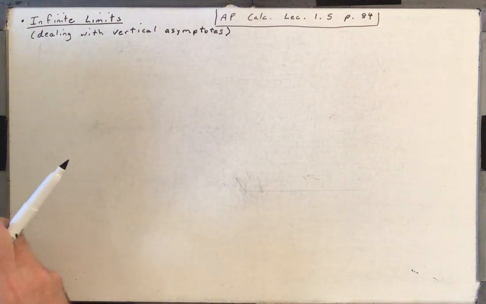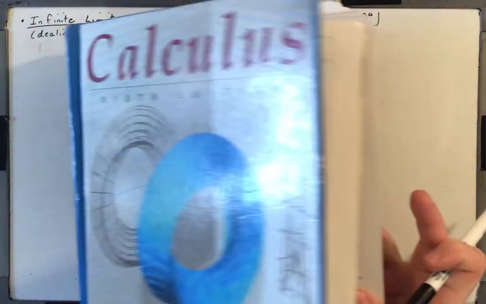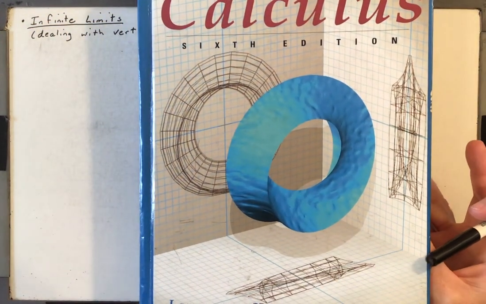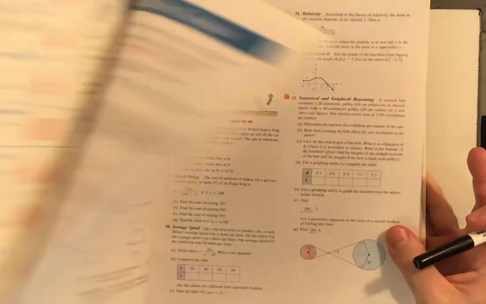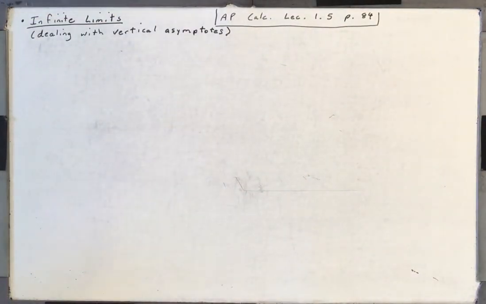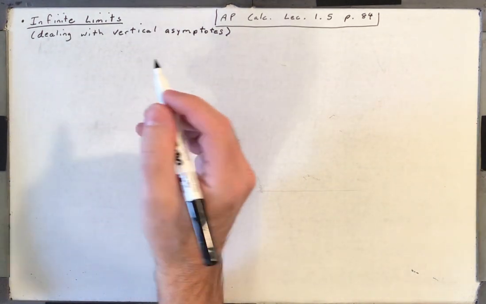All right, so just a real quick aside, if you are not my student, the book that I am using is Calculus 6th edition, Larson, Hostetler, Edwards. You can get these really cheap. Sometimes even like $1 a piece. All right, so they're pretty old.